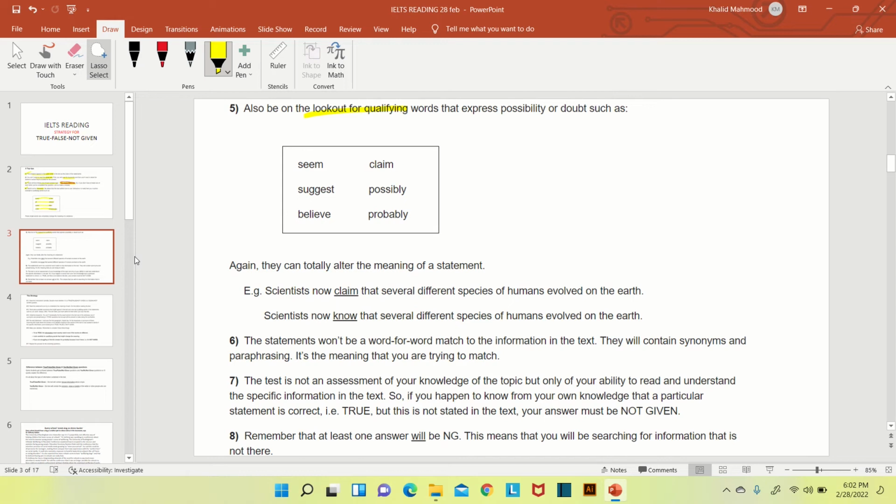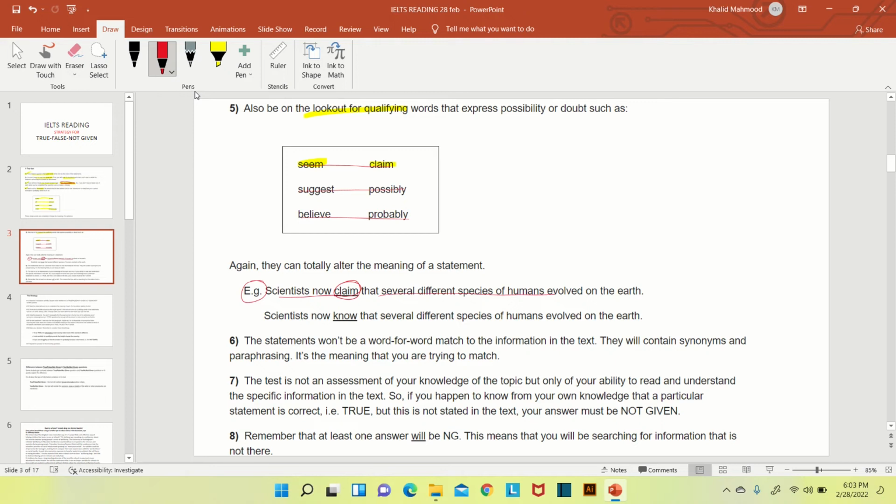The fifth tip is seem, claim. It seems to be right. He claims that his one is right. These both are the same thing. Then suggest, possibly, believe, probably.